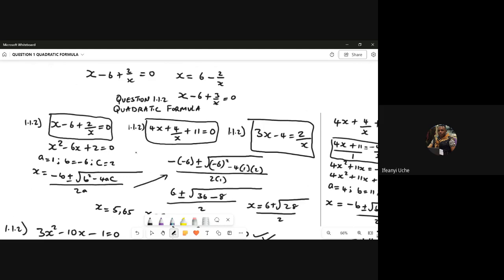Okay, that's it for questions 1.1.2 quadratic formula. Our next lesson will now be on inequalities, and before we go into simultaneous equations, we keep going in that order.